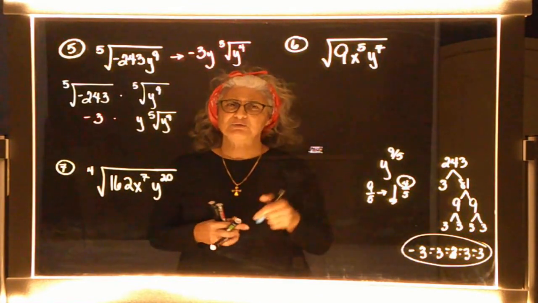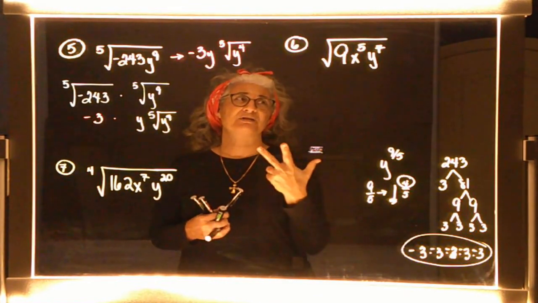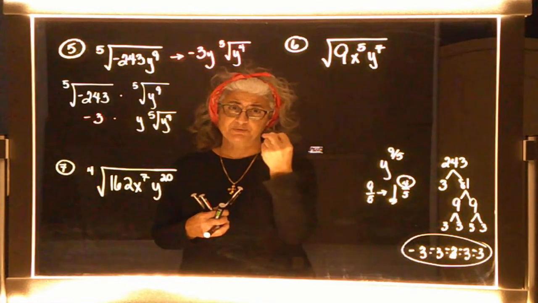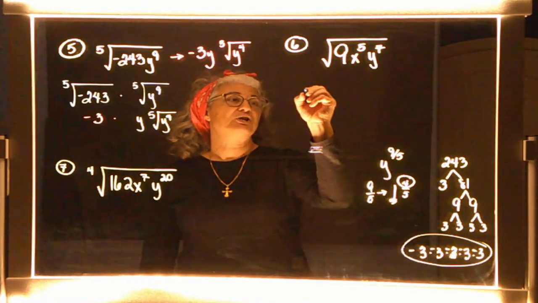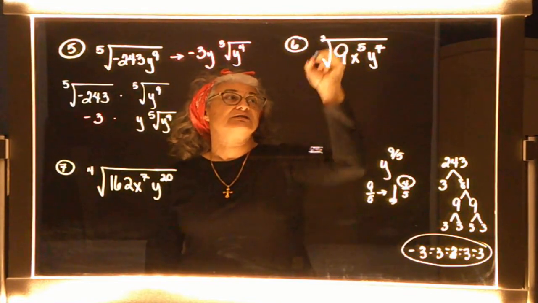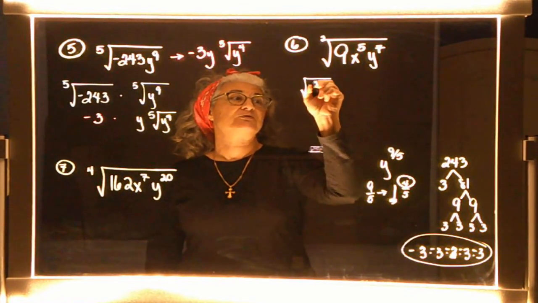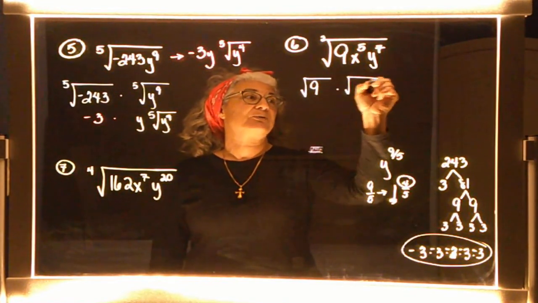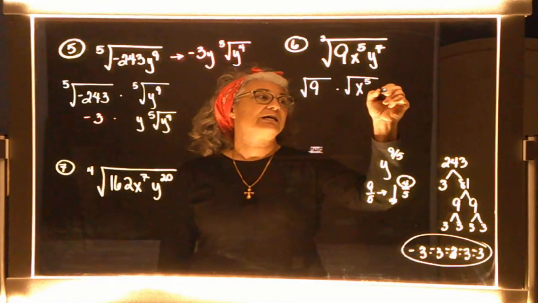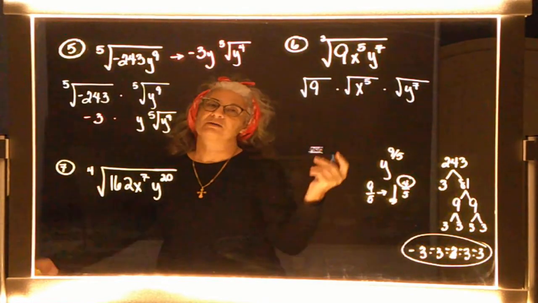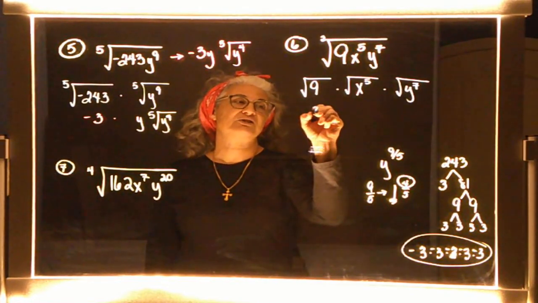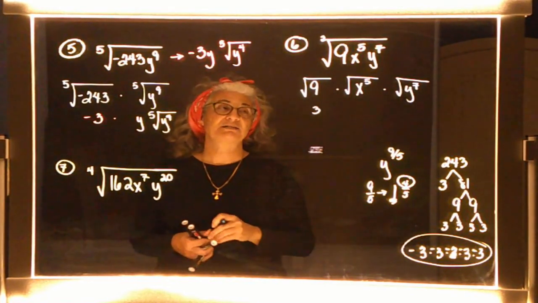How many items are we multiplying here? 3 of them. So do I have to keep them together, or can I look at them separate? Good, look at them separate. So this is a square root, isn't it? So it looks like I'm taking the square root of 9 times the square root of x to the 5th times the square root of y to the 7th. Well, we know the square root of 9. That's just 3. Yay for that, right?